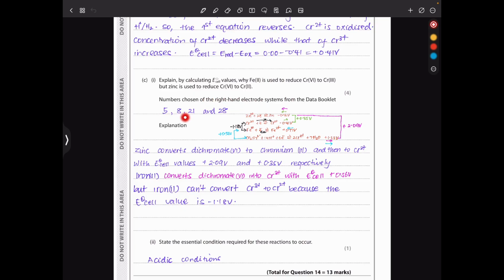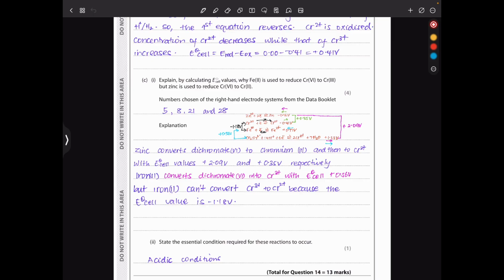I chose 5, 8, 21, and 28, and we can see I wrote them here. You are not necessarily required to write them. So for zinc, with their corresponding E theta values, the one for chromium, iron, and the one for dichromate. So basically, dichromate 6 is going to be reduced to chromium 3. According to this, both iron 2 and zinc carry out the reduction.